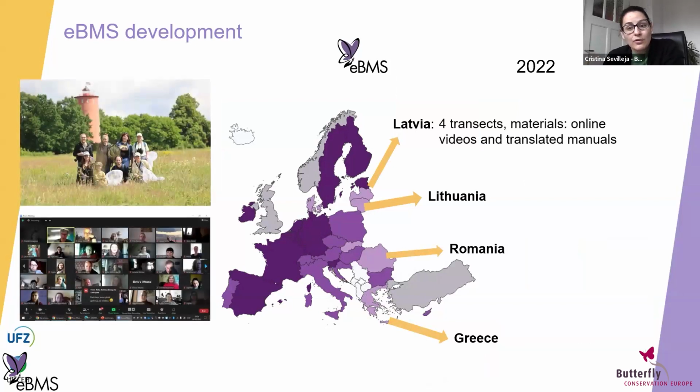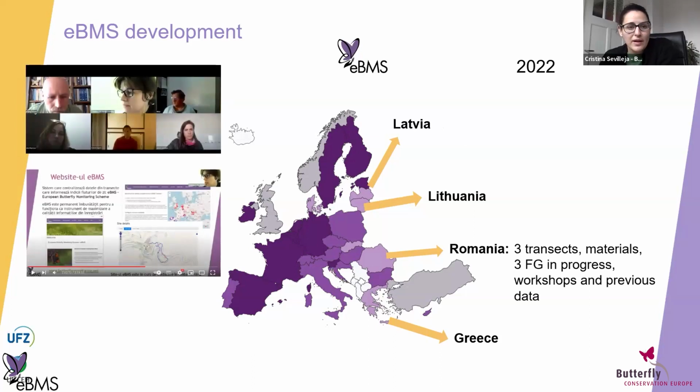At the moment, there are 4 transects running, all on a voluntary basis, because they also have a professional scheme running for several years. But with volunteers, we managed to get them involved, and they also have regular online meetings, and a coordinator provided many materials, videos, and translated options. So that was really great for starting, and let's see if we can go a little bit further.